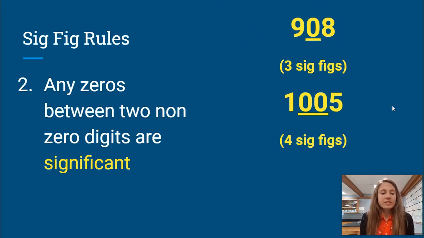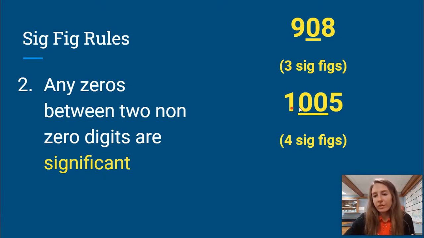The second rule is that any zeros that are between two non-zero digits are going to be significant, always. So for instance, if we have the number 908, you know from rule number 1 that the 9 and the 8 are both significant because they are non-zero digits. Therefore, the 0 that is in between them, this rule is telling you, is also significant. So this number, 908, would have 1, 2, 3 significant figures.